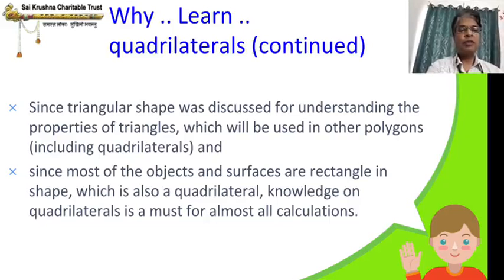So since we know triangles, we know the theorems, so we will apply that to quadrilateral, and since every item, every object what you see will be in a quadrilateral shape. So quadrilateral knowledge will be important for making any calculations, whether it is an agricultural field, a wall, a drawing, a construction, or a road. You can take any object, any surface, always all will be ultimately quadrilateral in shape.